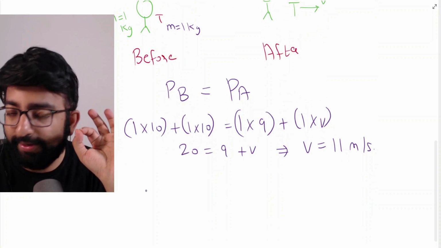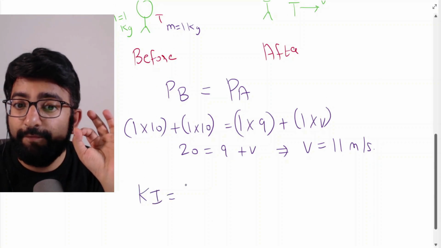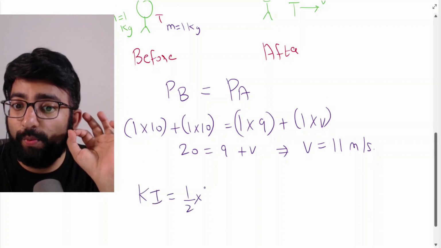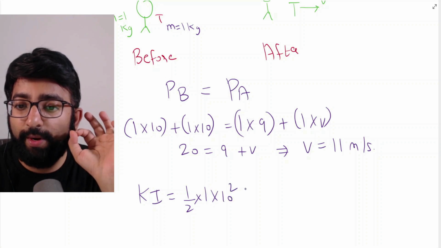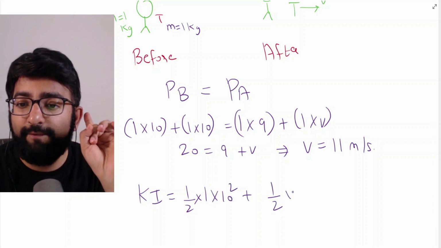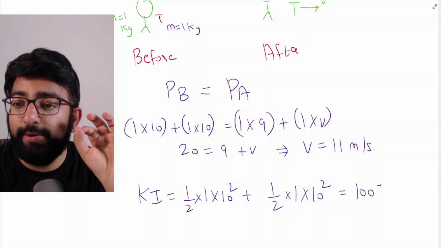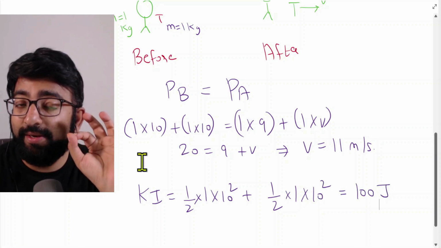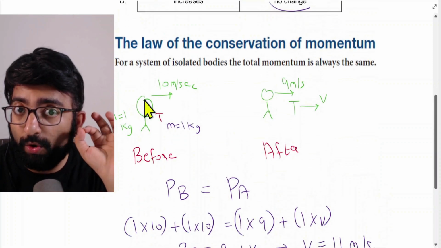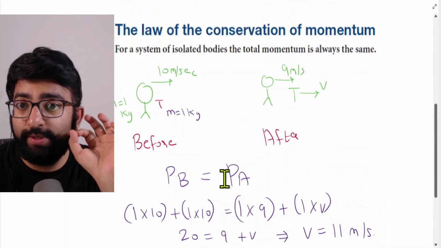So initial kinetic energy of the astronaut will be half mv squared, so half into 1 into 10 squared, plus the tool is also having the same kinetic energy. So if we simplify this, we should get 100 joules as the answer. So initial kinetic energy of the astronaut plus the tool is 100 joules.